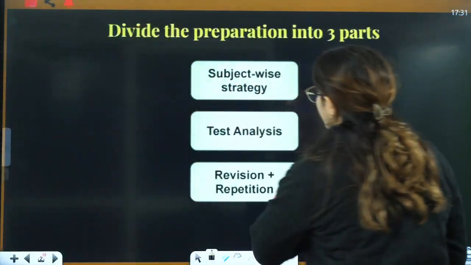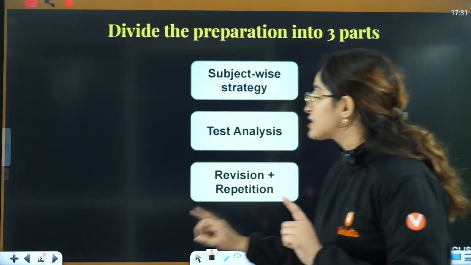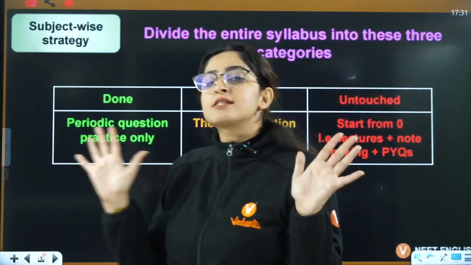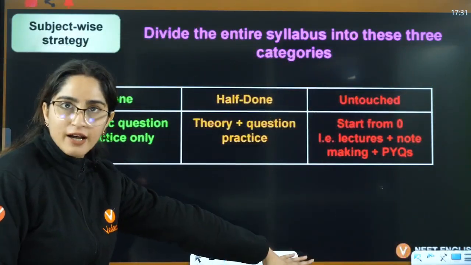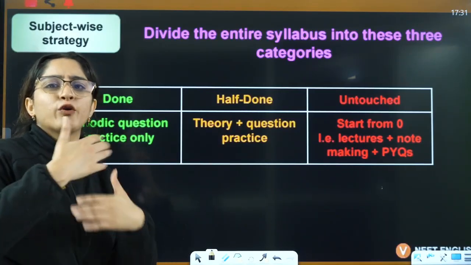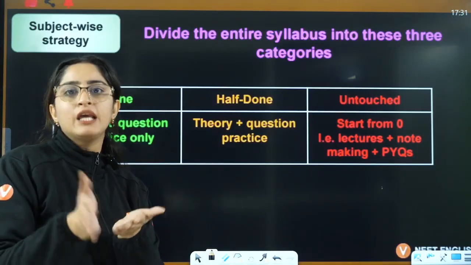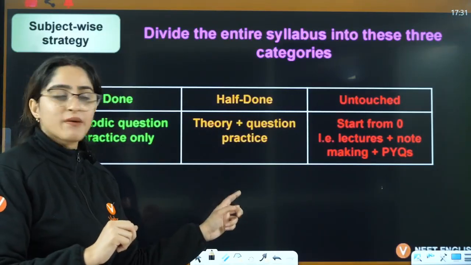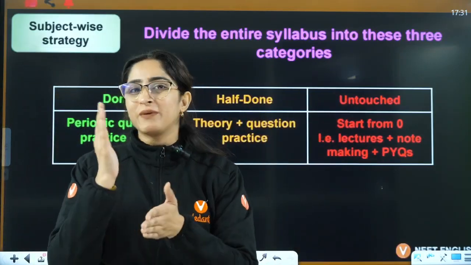First is subject wise strategy, then test analysis and revision repetition. So firstly, let's talk about subject wise strategy. Every single subject you divide into 3 parts. First is done, half done and untouched. Done will be, you will do periodic question revision, like you will start practicing questions. Half done, you will go through theory or some concepts that you find difficult, right? Then question practice. And the one that is untouched, you will start from zero, from teacher lectures.